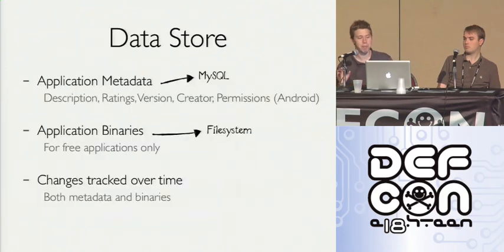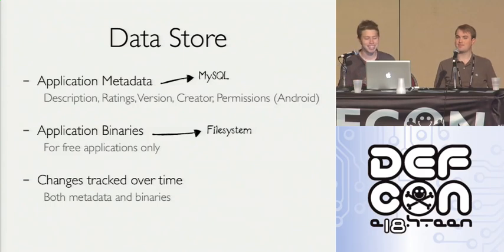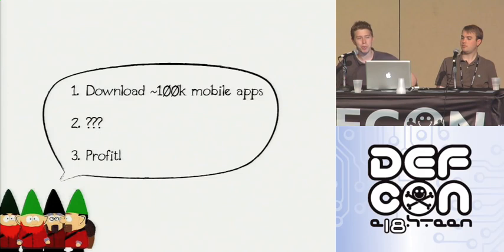So the data store, we are storing all of the application metadata. Specifically, this might be description, ratings, version, so on and so forth. And we're actually tracking changes over time. Secondarily, application binaries. This is for free applications. If anyone wants to write me a check to download all the paid applications, I'll be available afterwards, and very happy. Yeah, and we're tracking all of this. It's quite a big data set. It's fun. So now that we have all this stuff, what do we do?